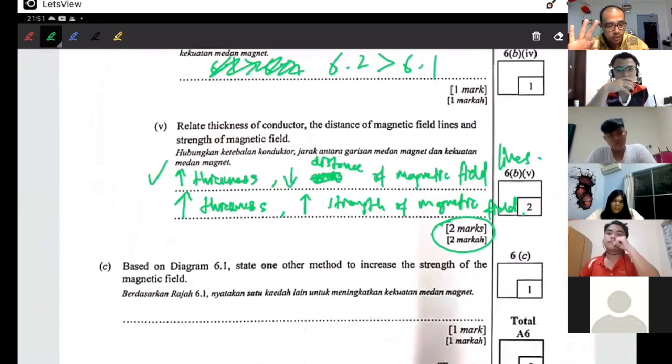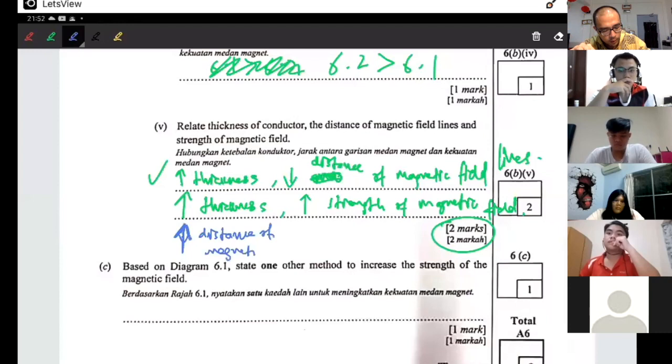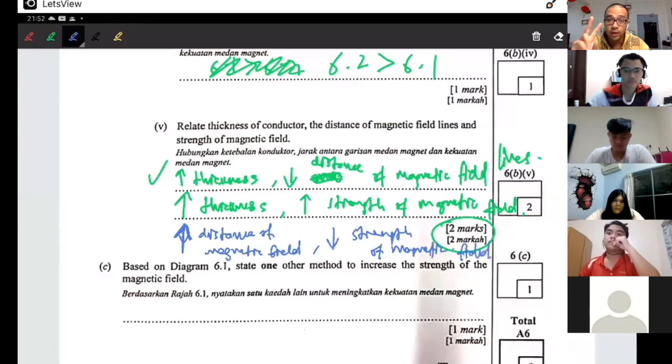There is a third possible option if you want. The bigger the distance of magnetic field lines, the smaller the strength of magnetic field. So any one of these three answers will be acceptable as long as you write two.